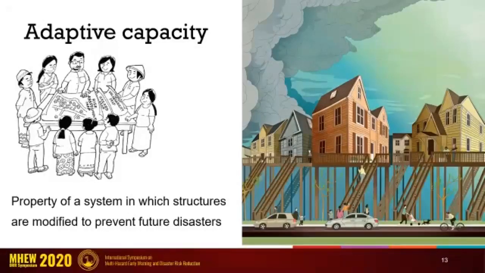Then the second factor is adaptive capacity. Adaptive capacity is a property of a system in which structures are modified to prevent future disasters. As you can see, after one disaster, we have identified that it's a disaster-prone area. So you need to do the proper hazard risk assessments and vulnerability mapping, and you need to make sure the elements of the built environment in that area is modified and retrofitted to prevent future disasters.